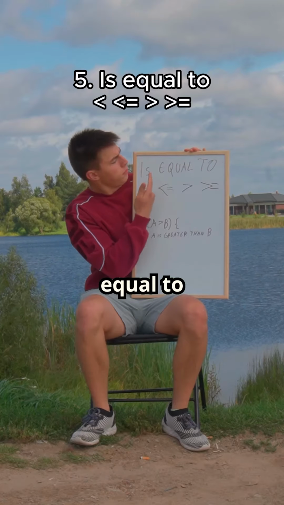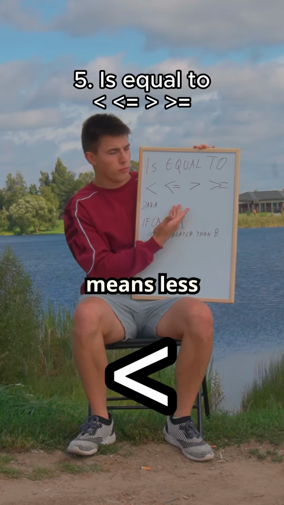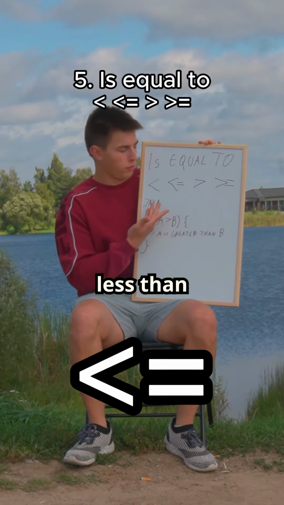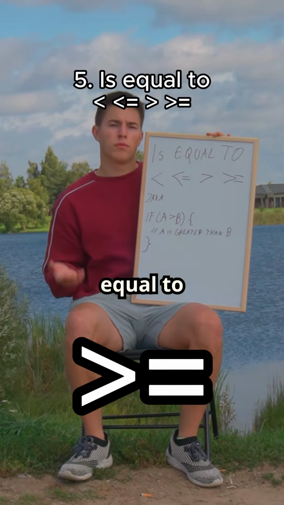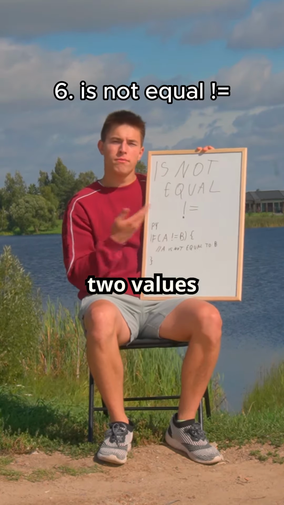Example, is equal to, used to compare values. Less than means less than. Less than or equal sign means less than or equal to. Greater than means greater than. Greater than or equal sign means greater than or equal to. Not equal is used to check if two values are not the same.